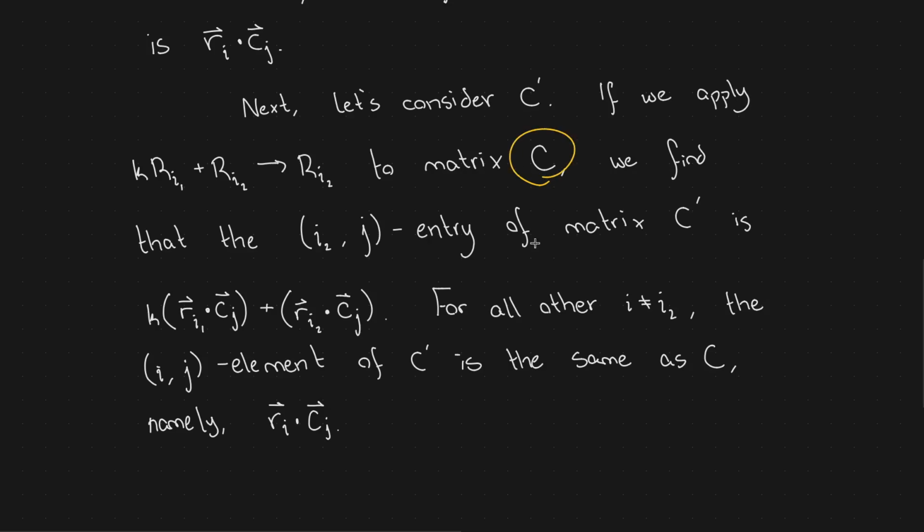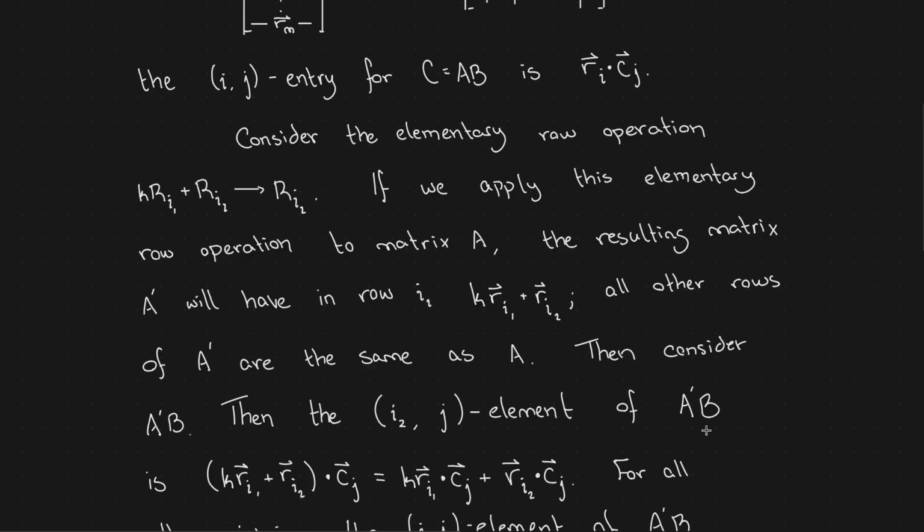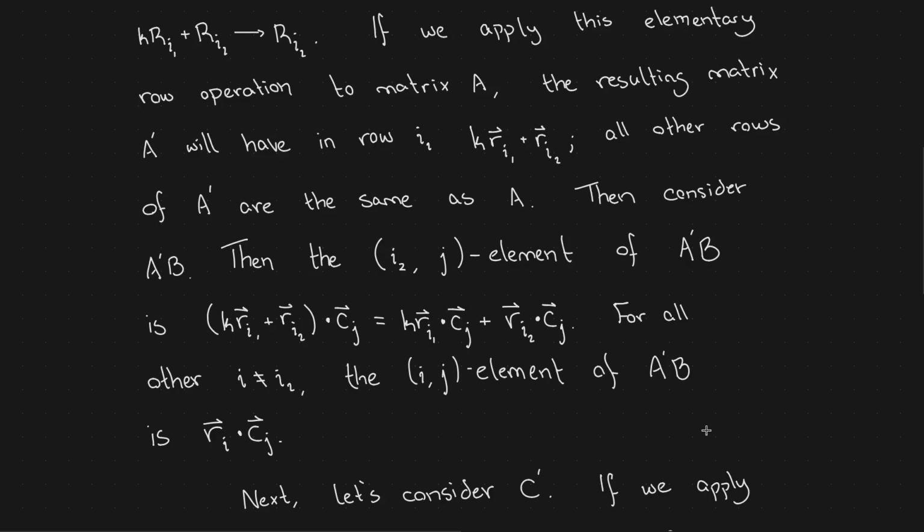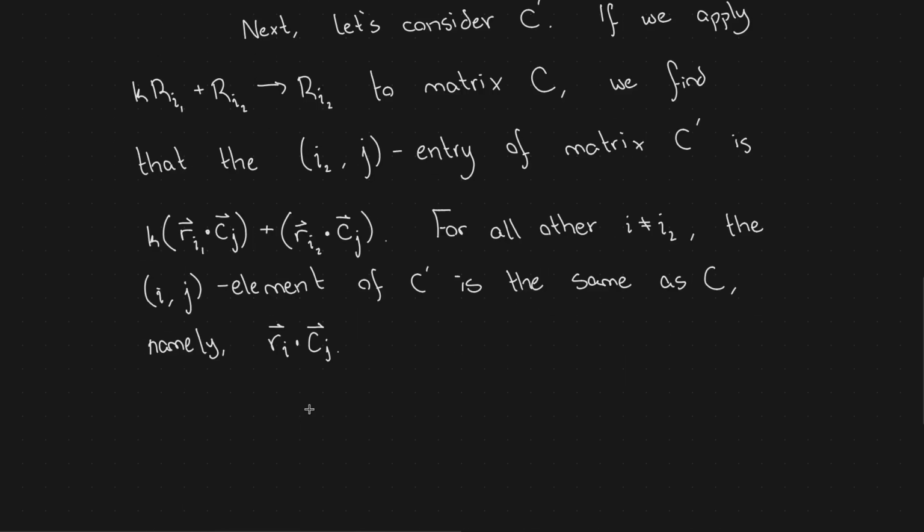Okay, so we applied the elementary row operation to matrix C to get our new matrix C prime. In row i2 in every column, this is what the entry of row i2 looks like. For all the other rows, we didn't change anything. We only changed row i2, so we just kept the same element as we had in the original matrix C. Notice now that if we go row by row, we have the same elements in both matrices. For all i not i2, in our product matrix A prime B, we have r_i dot c_j. That's the same thing in C prime.